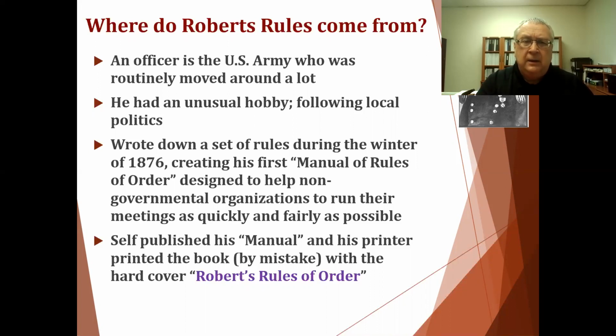And so he did some research, and he sat down in the winter of 1876. This is quite a long time ago. And he wrote out what he called the Manual of Rules of Order. Tried to get the book published. No one would publish it. He said, well, I'll publish it myself. So he saved money. He had it printed. And when he took the manual to the printer, by mistake, a big mistake was made. He didn't catch it, because the printer embossed all the books, Robert's Rules of Order. And it's stuck. It's never been changed after that point.